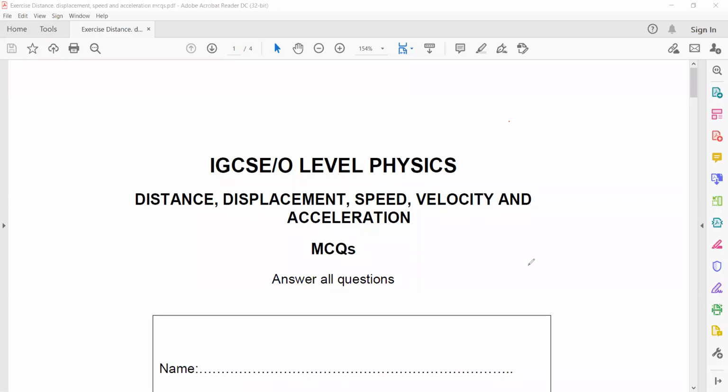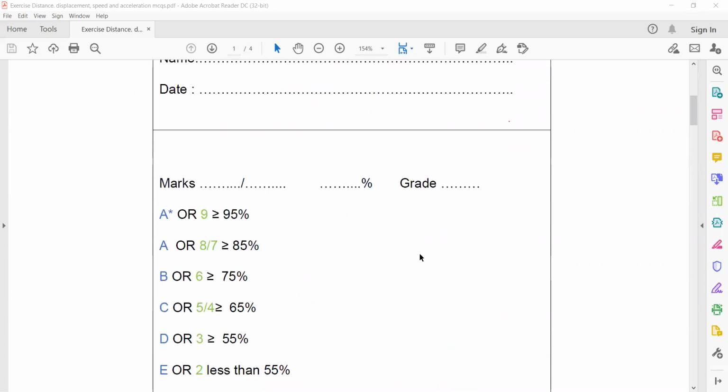So this is a physics homework related to the topic distance, displacement, speed, velocity and acceleration. MCQs.